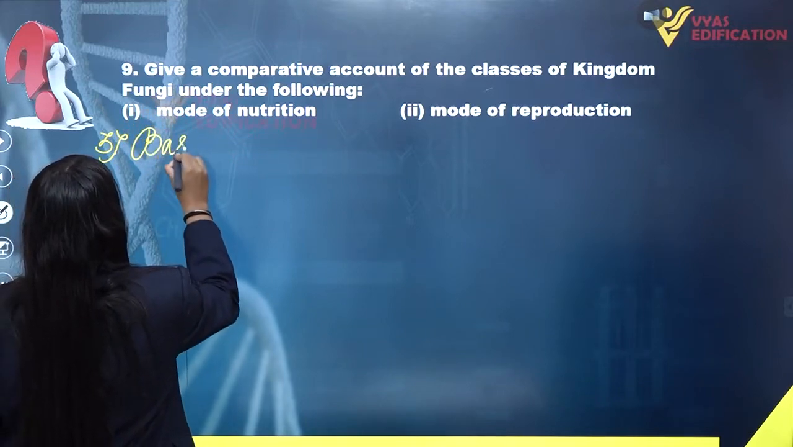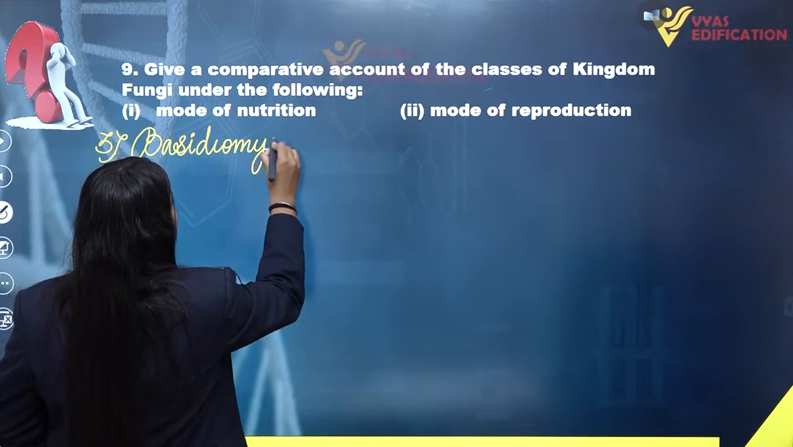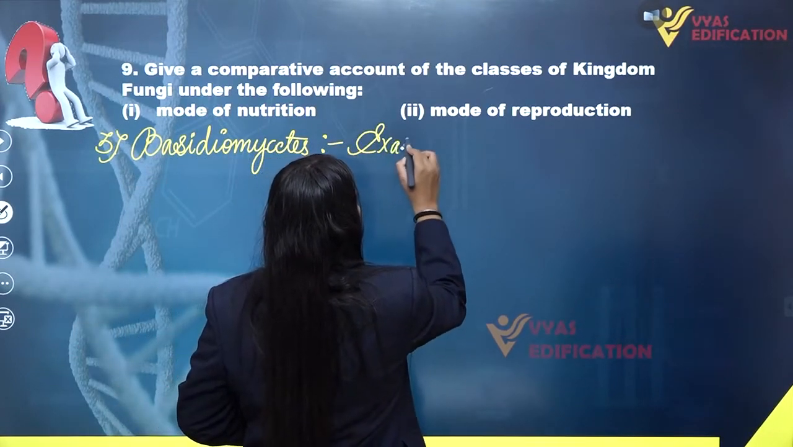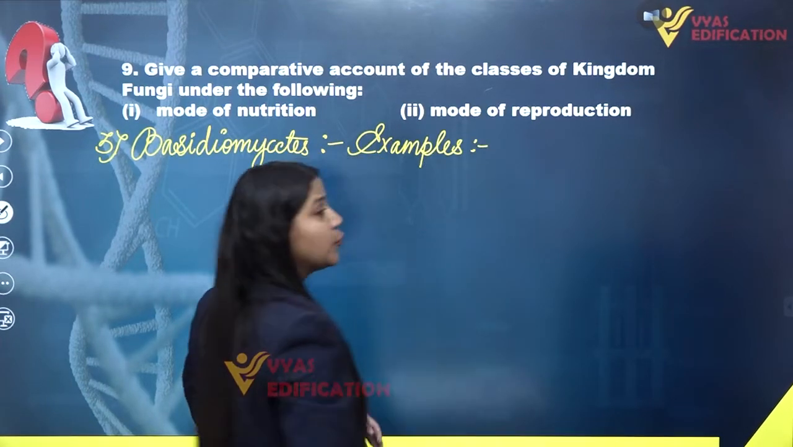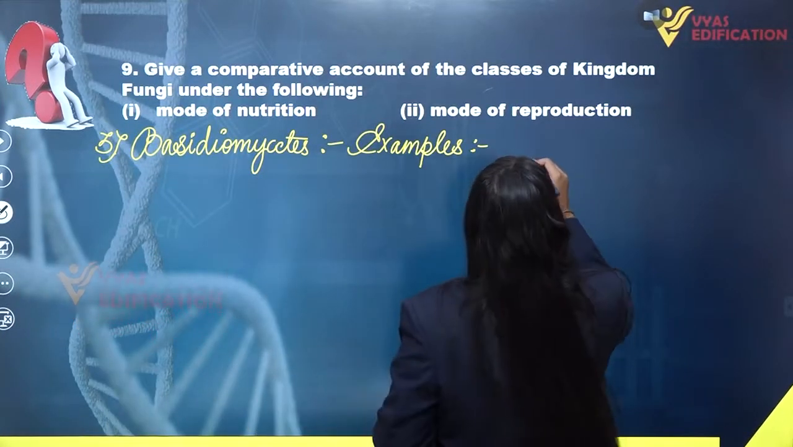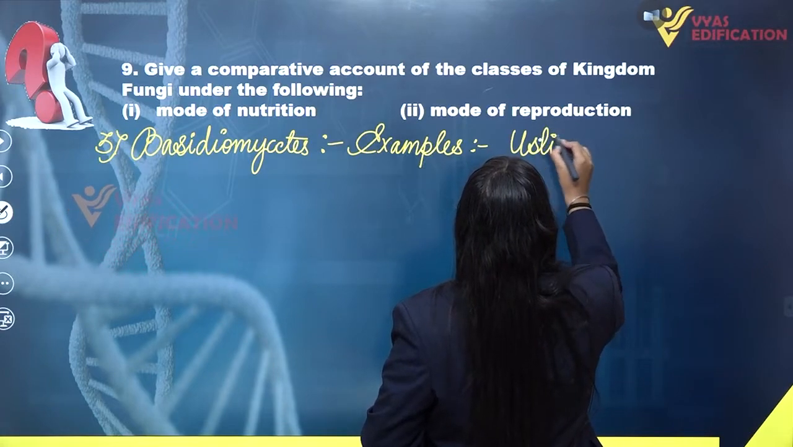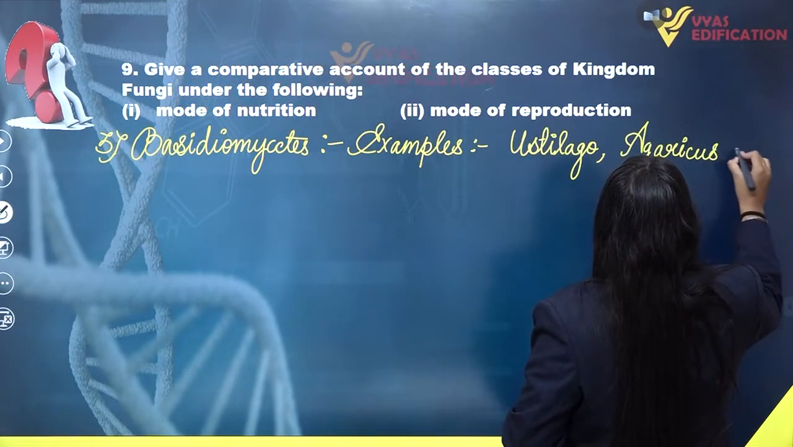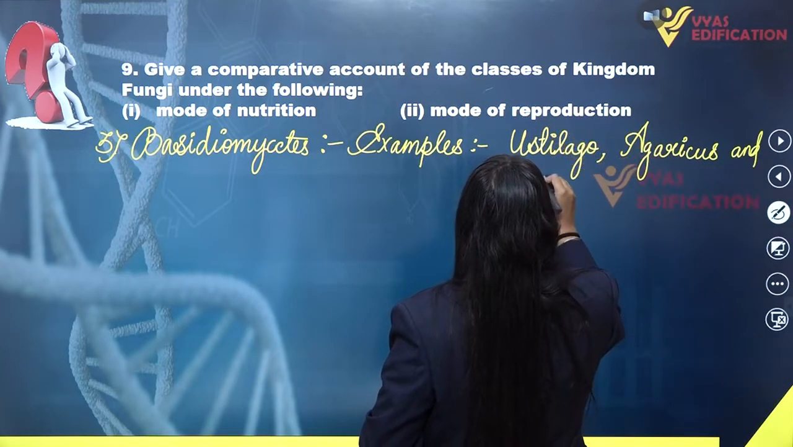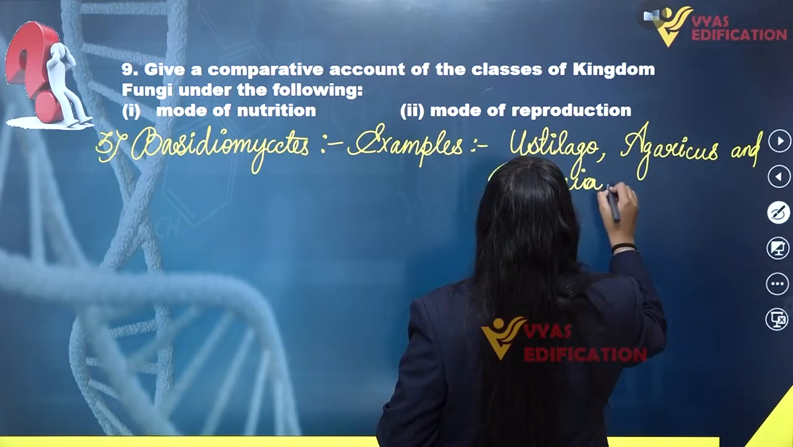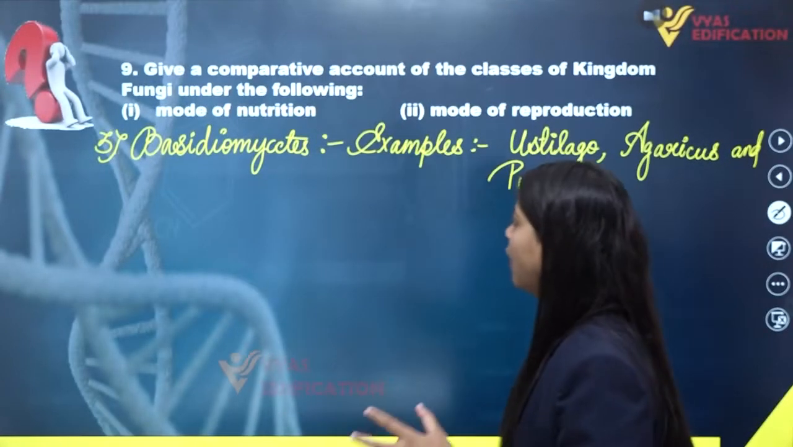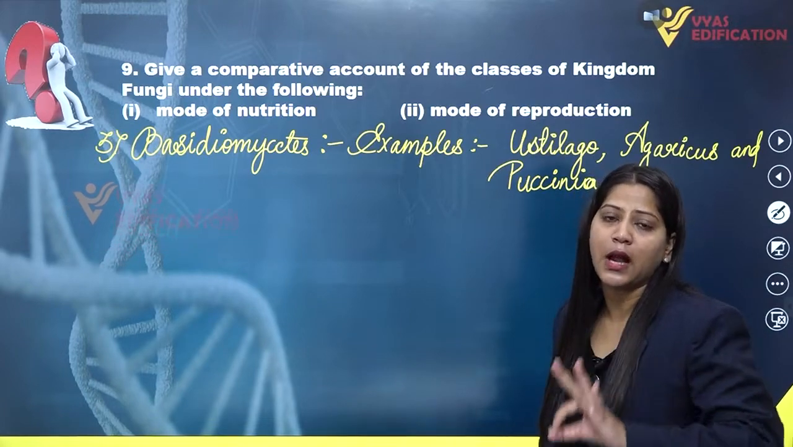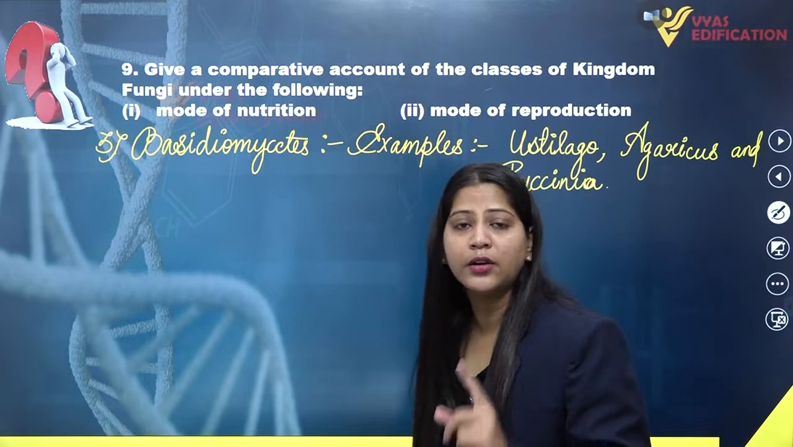So we are going to discuss Basidiomycetes. First of all, we are going to write examples, the names of those members included in the class Basidiomycetes of fungi. Ustilago, Agaricus and Puccinia, which is responsible for causing diseases in plants because it lives as a parasite in them. Ustilago, Agaricus and Puccinia are the members of the class of fungi known as Basidiomycetes, which is the third class of fungi.